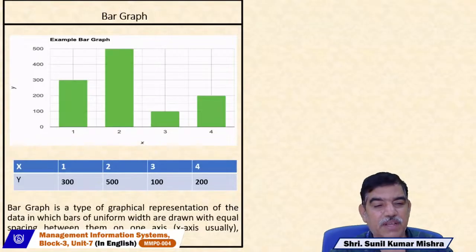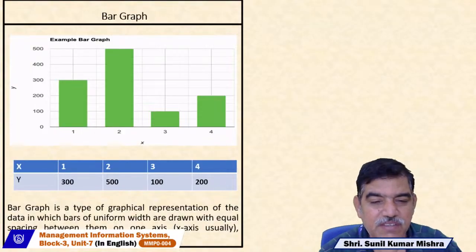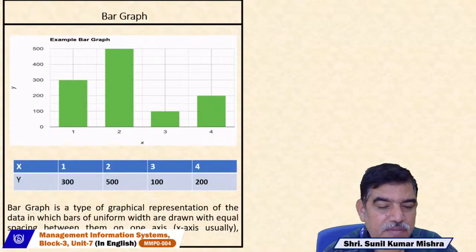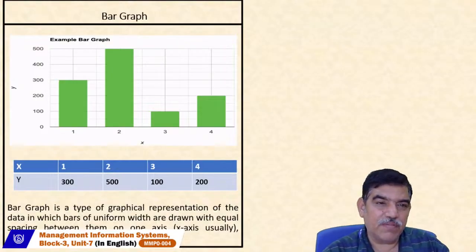Similarly, a bar graph is like that. I am taking one example: x and y, 1 equals 300, 2 equals 500, 3 equals 100, 4 equals 200. A bar graph is a type of graphical representation of the data in which bars of uniform width are drawn with equal spacing between them on one axis, the x-axis usually depicting the variables. So looking at the graph here, on the x-axis we are taking 1, 2, 3, 4. On the y-axis we are taking 300, 500, 100, 200. If you plot the marks on the graph and draw the bar graph, it gives insights into the valuable information generated from the data analysis.